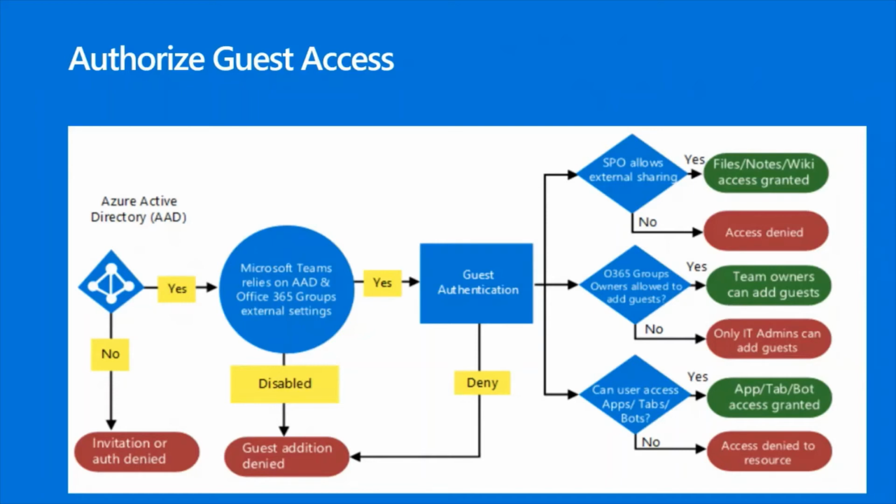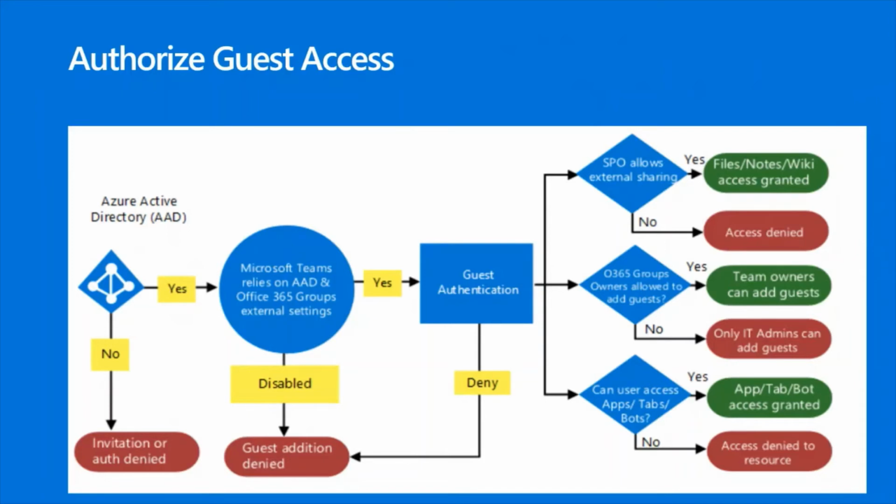Then it will move to step 3, and there it says guest authentication. Guest authentication will check if group owners are allowed to add guests or not. And then accordingly, it will check if your SharePoint Online allows external sharing or not, or if users have access to boards, apps, etc. And then it will proceed accordingly. Once this checklist is complete, your users will be able to invite guests from your tenant successfully.